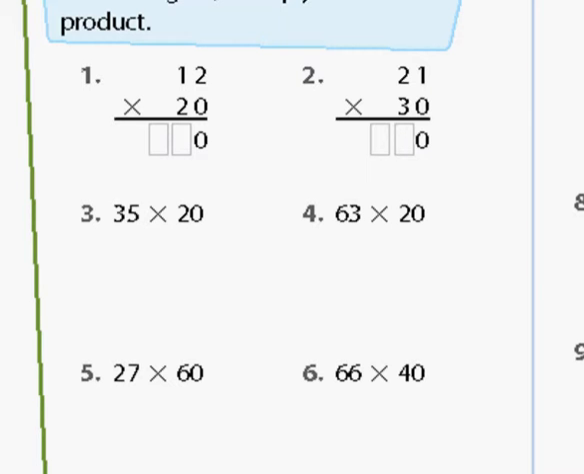Okay, we're going to talk about doing some two-digit by two-digit multiplication problems, and these are a little bit easier to do than some of our two by two-digit multiplication problems because they have a zero in the ones place. Okay, so we're going to talk about that for a little bit.